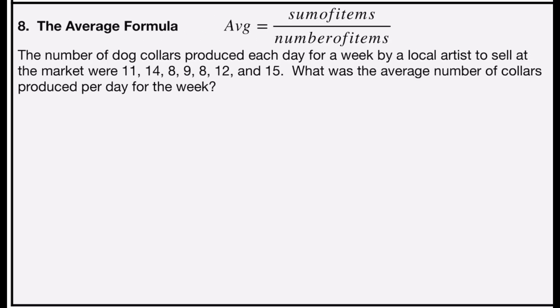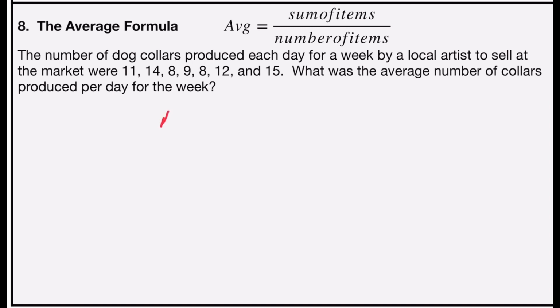Problem number 8 is the average formula. It says an average is equal to the sum of the items divided by the number of items that there are. And the problem says the number of dog collars produced each day for a week by a local artist to sell at the market were 11, 14, 8, 9, 8, 12, and 15. What was the average number of dog collars produced per day for the week?